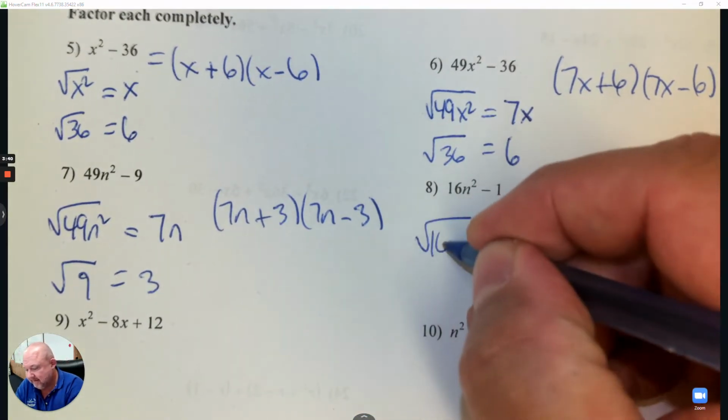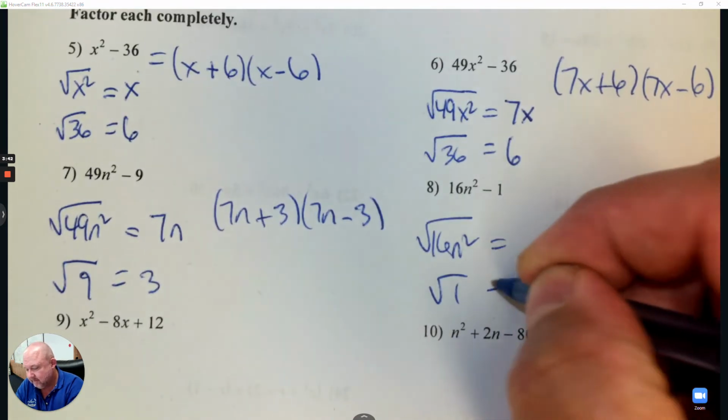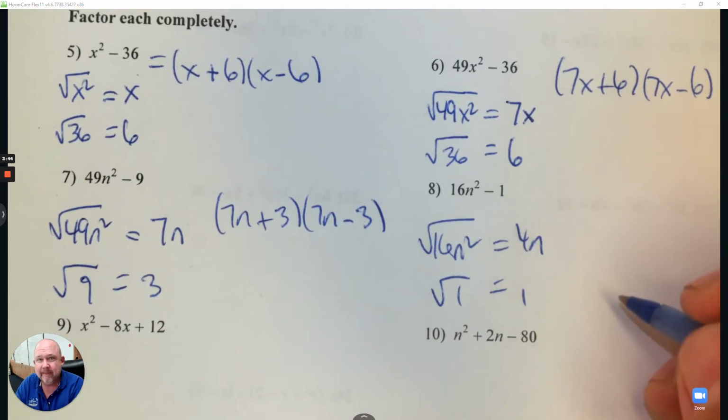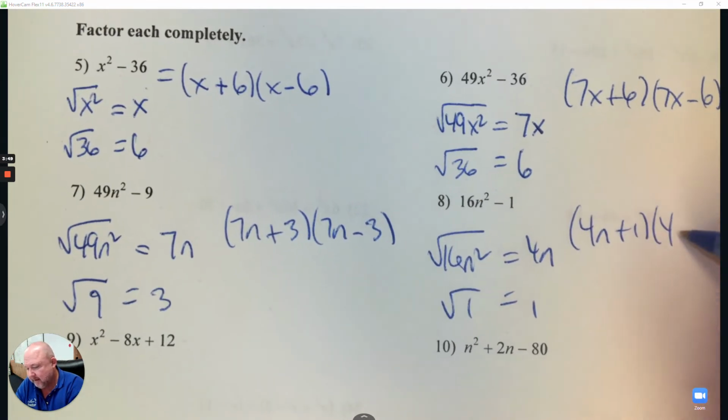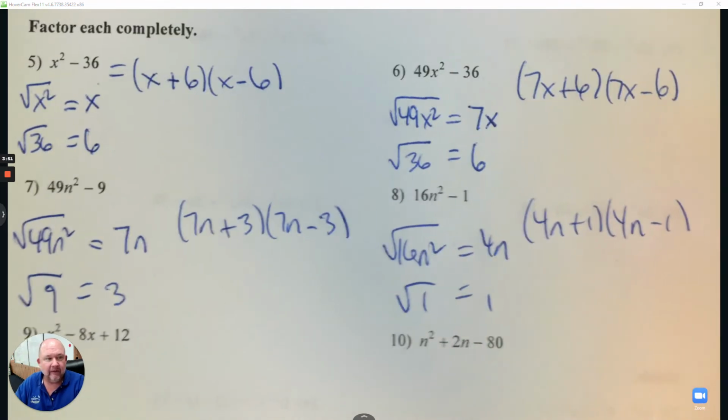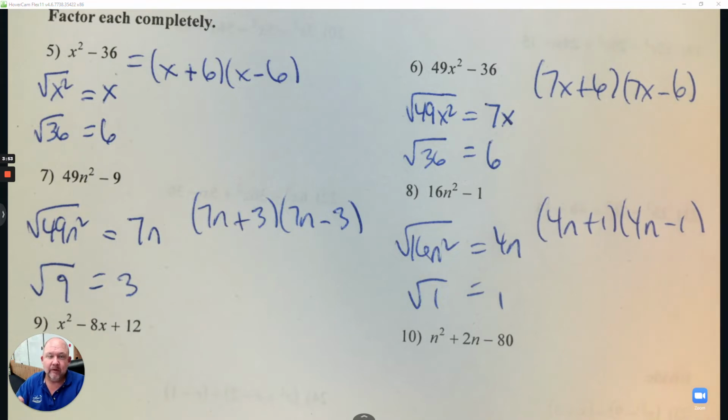Square root of 16n squared and the square root of 1. That's 4n and 1. So we write 4n plus 1 and 4n minus 1. Alright, so that's called a difference of squares, where it's a binomial and subtracting.